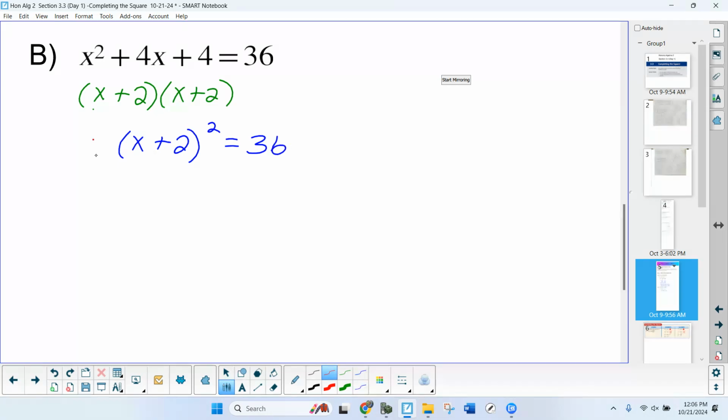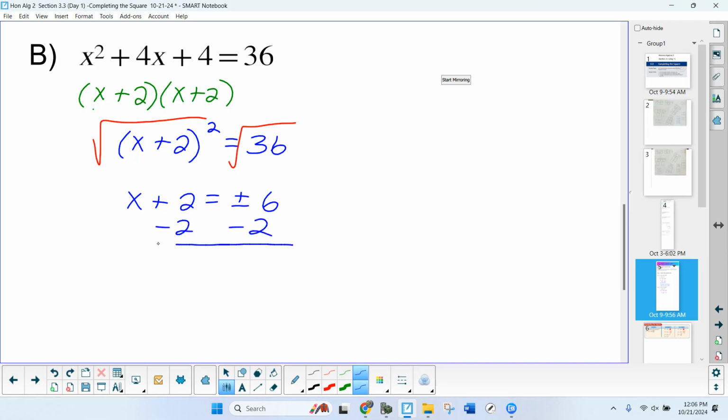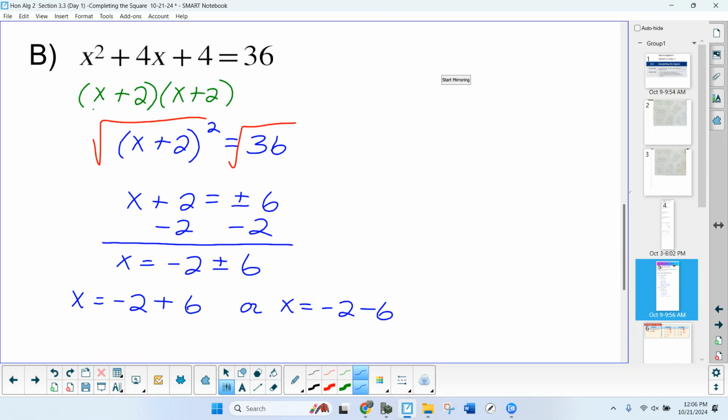Find the square root of each side. And when you did, you got what? x plus 2 equals plus or minus 6. Perfect. Then what did you do? Subtract 2. And how do I want you to write this? x equals negative 2 plus or minus 6. So it's either negative 2 plus 6 or negative 2 minus 6. Negative 2 plus or minus 6.